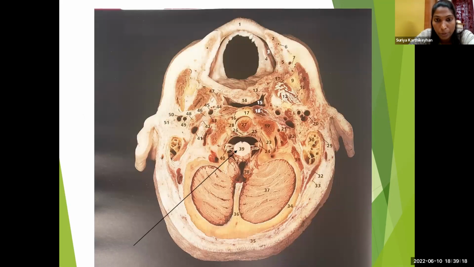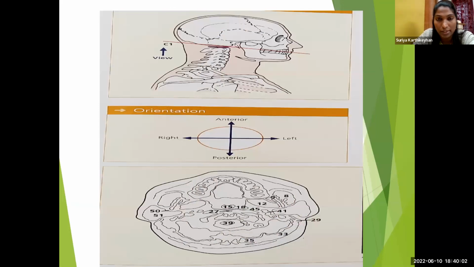Okay. Can you make out this section? At what level has this been sectioned? Can you all think? Can you please give answers in the chat box so that I can see later? I'll give you some 1 minute to think. At what level has this been sectioned? What is the importance of this section? Identify the pointed thing. You know, it's a spinal cord. But at what level has this been sectioned? This is a cross-sectional anatomy. Okay, I'll give you the answer.